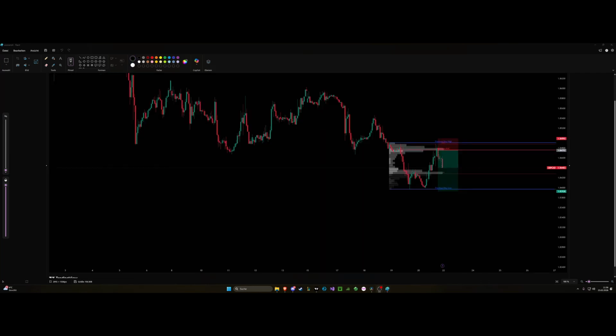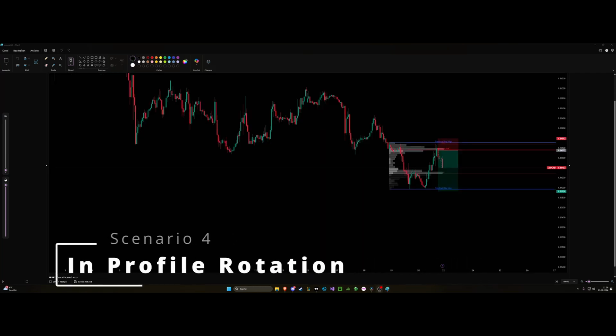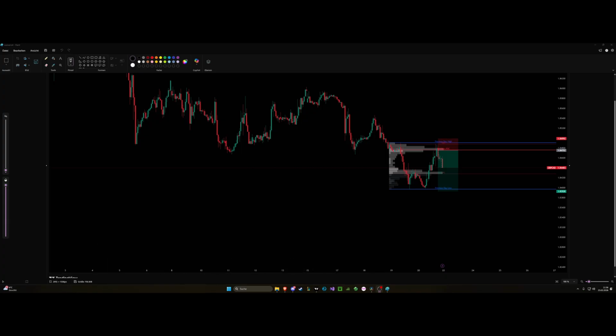rotation. So for scenario 4, we are looking for an open above or below the point of control. It doesn't really matter so much where exactly. Then we trade to the value area high or value area low. We get rejected, and then we rotate back to the opposite extreme of the value area. So this is basically an in-profile rotation setup. Okay, so let's look at what happened here exactly. So price opened up here.